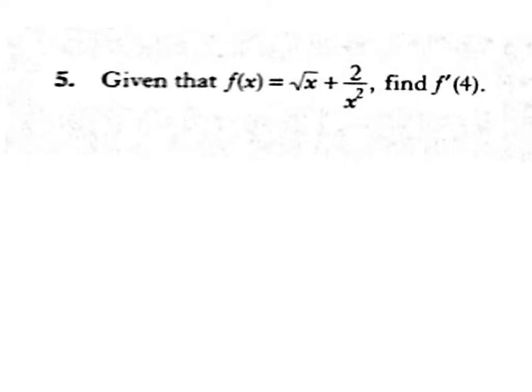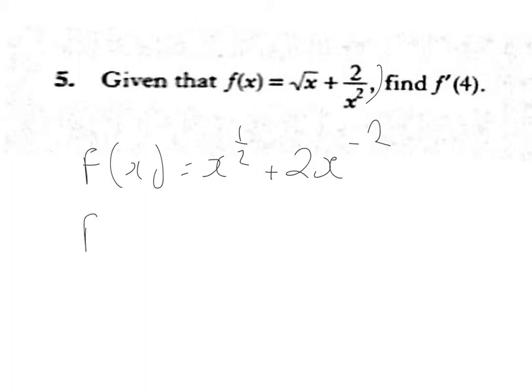And then question 2, given that f of x equals the square root of x plus 2 over x squared, find f dash 4. I'm just going to first of all prepare to differentiate, so root x will be x to the 1/2. I'm going to bring x squared up, and that will be 2x to the minus 2. I'm then going to differentiate, so bring the power down, multiply, take 1 away from the power. So it's going to be a half x to the minus 1/2.